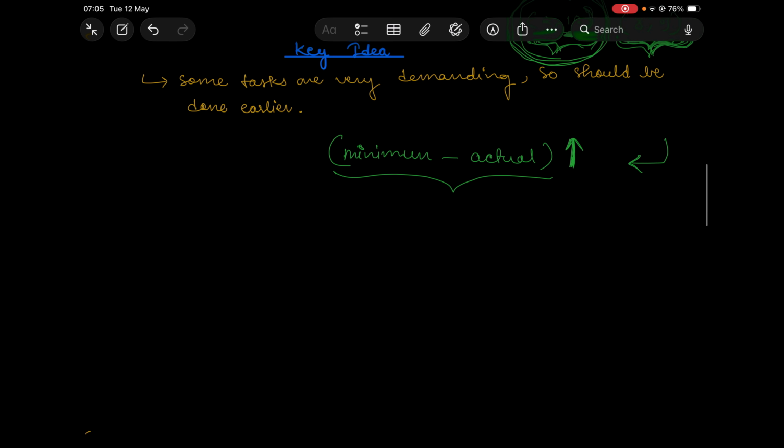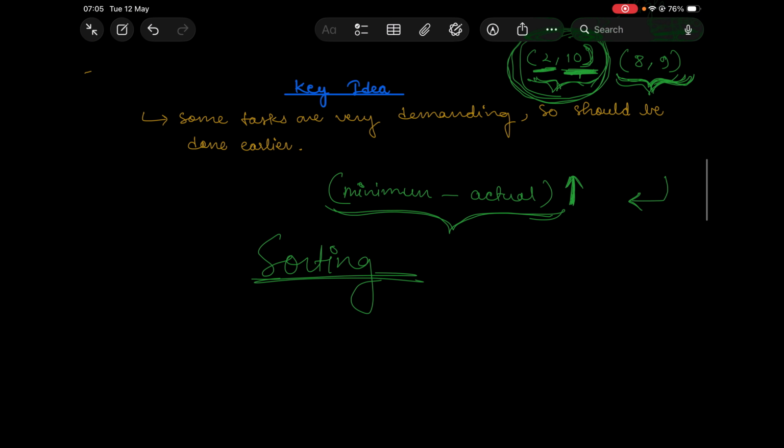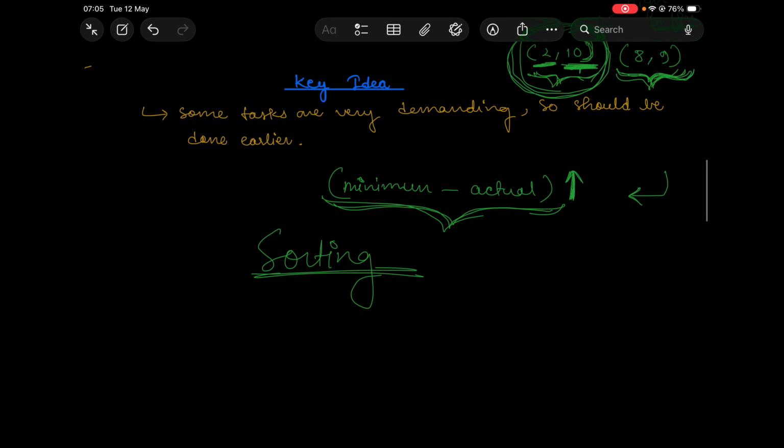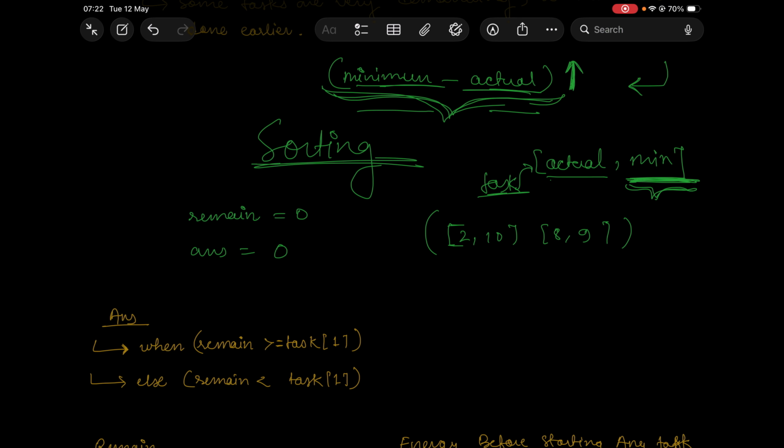So this gives us the idea of sorting. When we sort our given tasks in this order, we will be able to finish with the minimum initial energy. So the idea is sorting, and the basis on which we will sort is the minimum minus the actual for the task. After sorting, we know that each task has an actual and a minimum energy required.